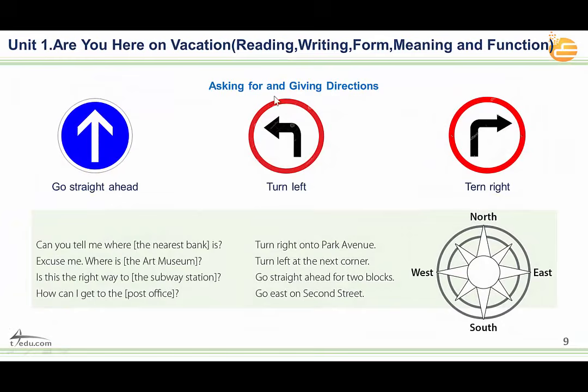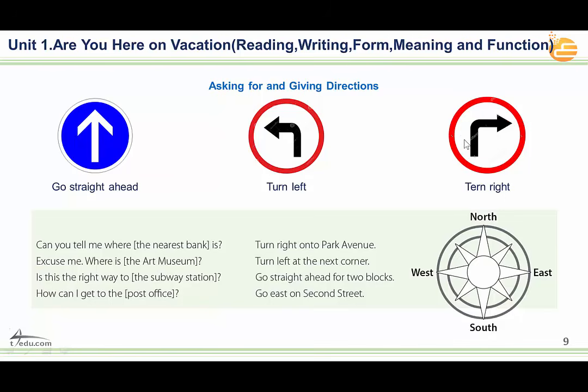Next, asking for and giving directions. At first, you have to know these three important directions. So, when you say go straight ahead, this means go straight. Go straight ahead. Turn left. This is turn left. Okay. Turn right. This is turn right.